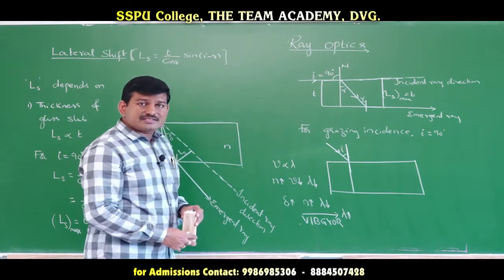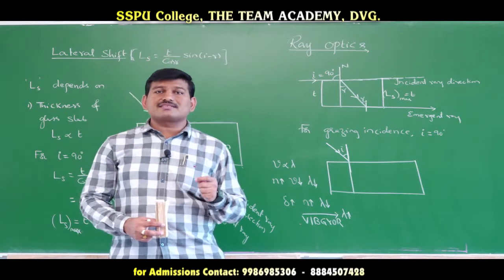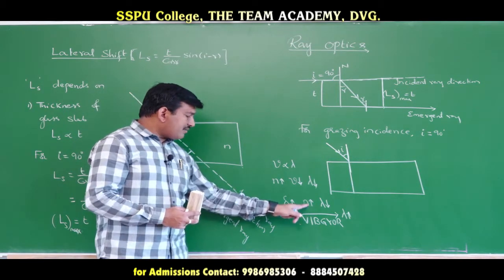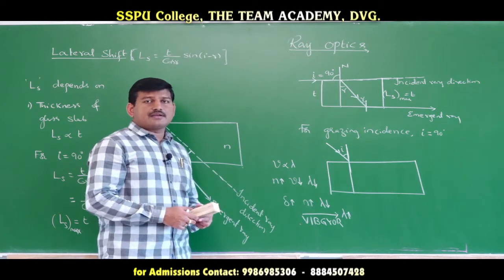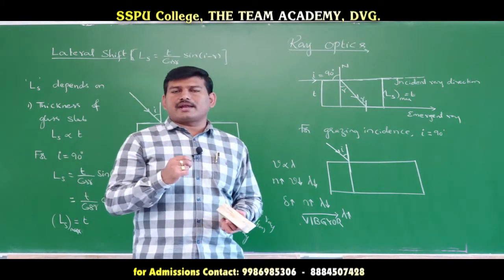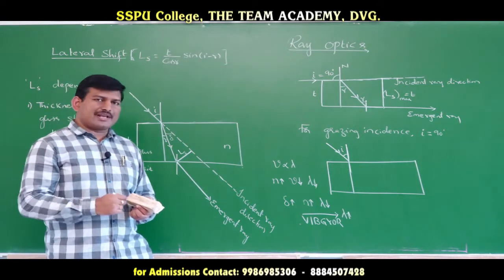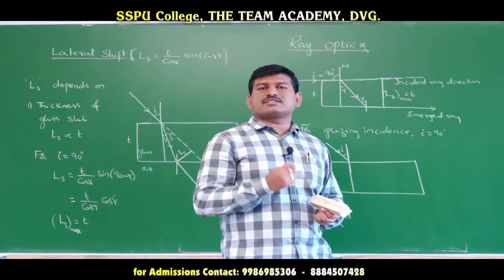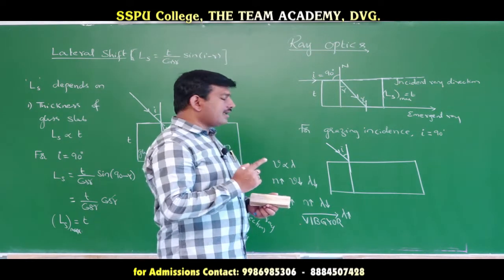So which color deviates more? Violet color deviates more, and which color deviates less? Red color deviates less. Refractive index is more for which color? Refractive index is more when wavelength is less. That means violet color is having more refractive index. So out of the 7 colors in white light, which color will have more refractive index? Violet color. Which color will have less refractive index? Red color. Which color deviates more? Violet color deviates more. Which color deviates less? Red color deviates less. Which color moves faster? Red color will move faster.